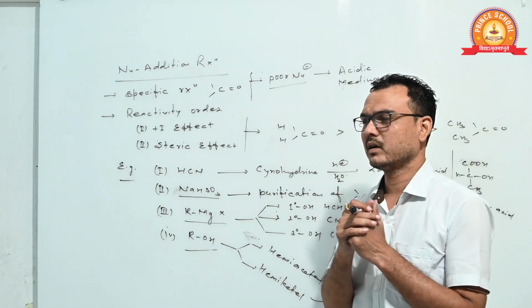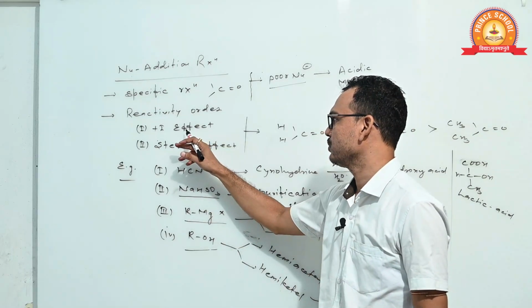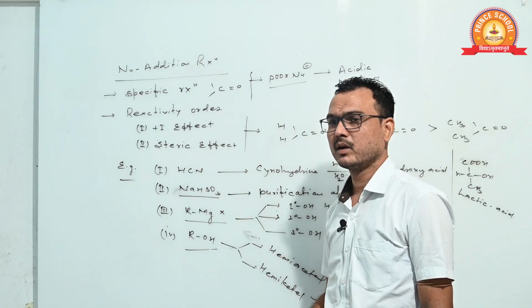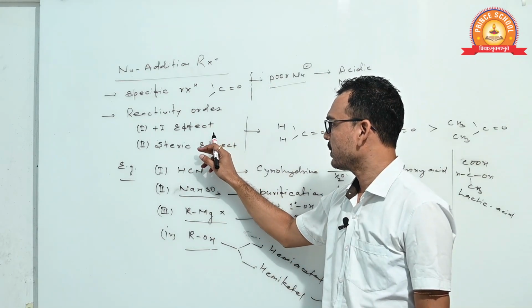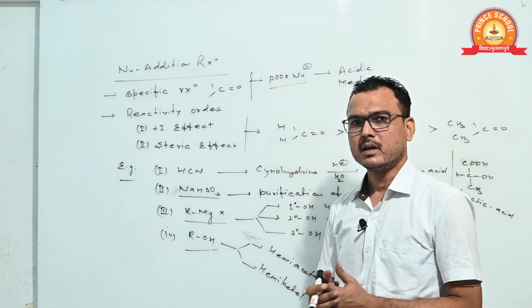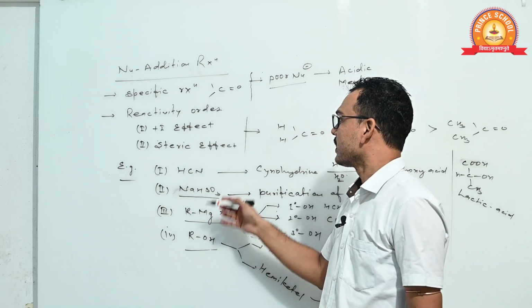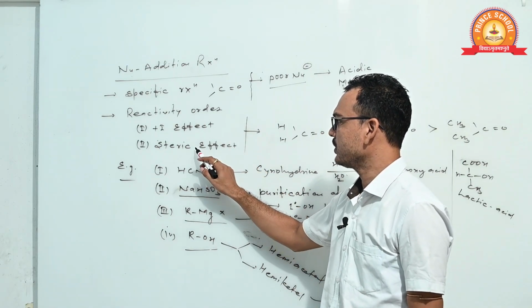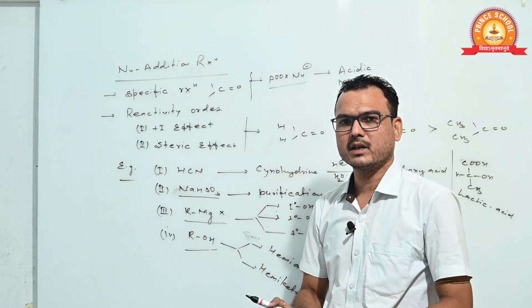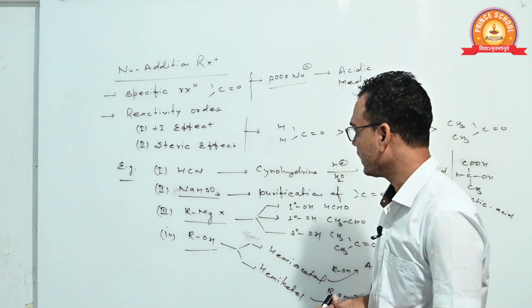What is the reactivity order of nucleophilic addition reaction? We know that the reactivity order of the nucleophilic addition reaction of carbonyl compound depends on two factors. First is the plus I effect and second is the steric effect. On increasing the plus I group on carbonyl carbon, the electrophilicity of the carbonyl carbon decreases, then the reactivity decreases. On increasing the size of alkyl group on carbonyl carbon, reactivity also decreases because the nucleophile does not find the space to attack the carbonyl carbon.